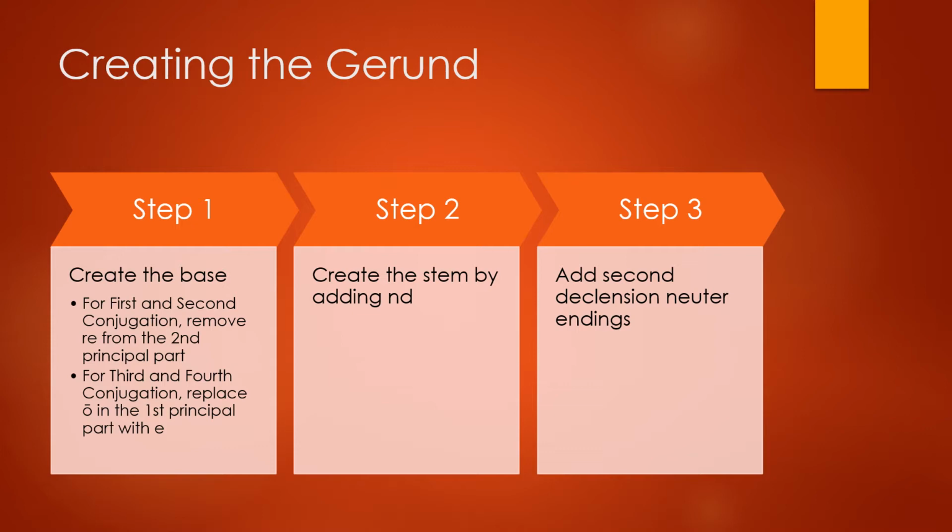For your second step, you're going to create the stem. And in order to do this, you need to add the letters ND to the end of the base that you previously created. I find it's easy to remember that it's the letters ND because the letters ND are the last 2 letters in the word gerund. And for your third step, you'll be adding second declension neuter endings. Well, let's look at what that might look like.